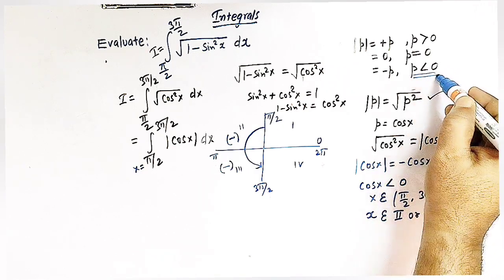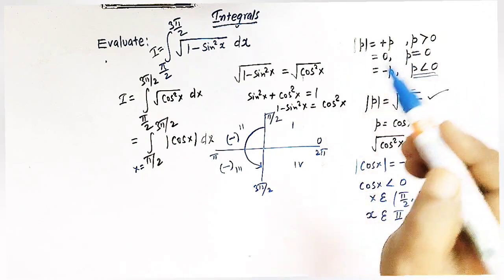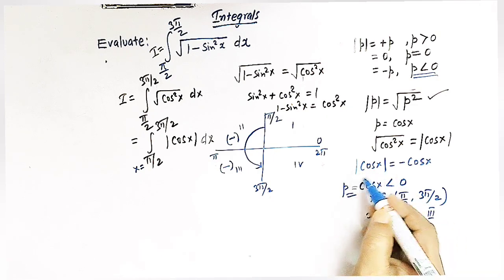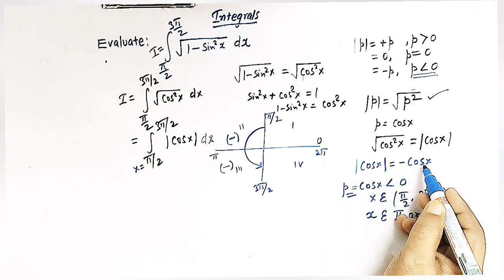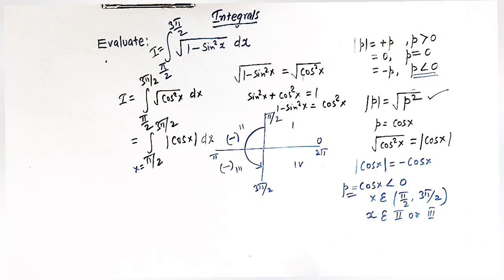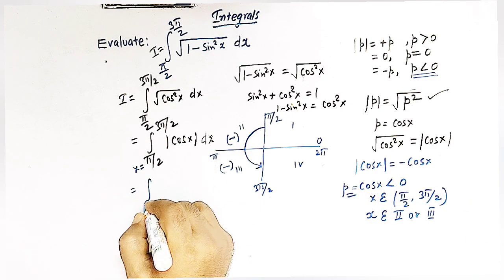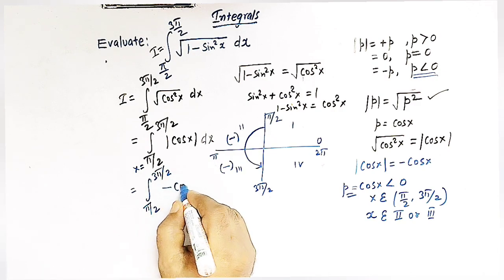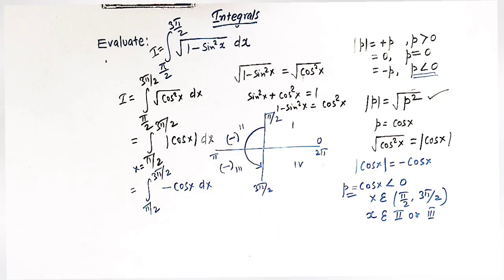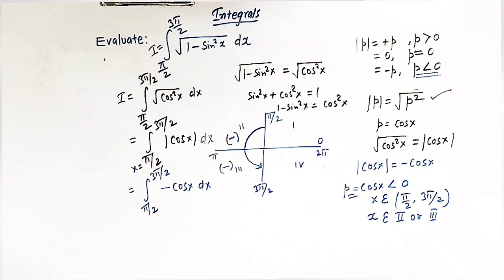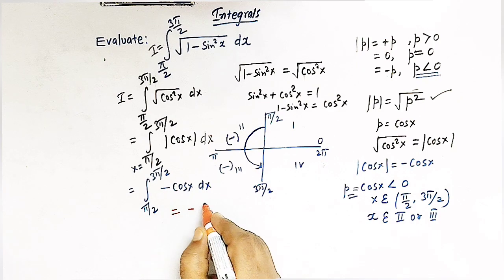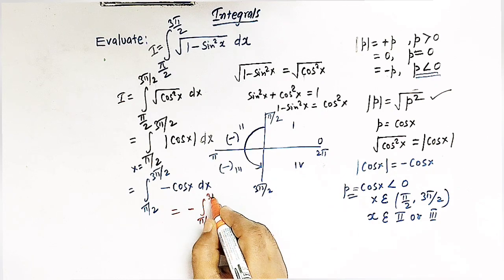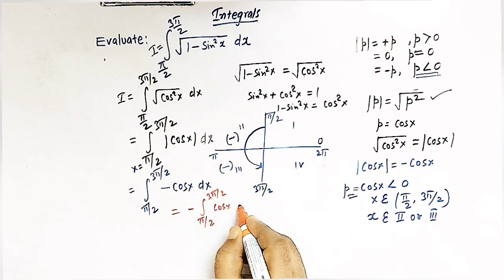So when we have p less than 0, then mod of p is negative of p. Here if we take cosine x as p, then mod of p is equal to negative of p, because p is less than 0. So now we can write the integral from pi by 2 to 3 pi by 2 of minus cos x dx. Now we can easily solve this integral. We can take the negative sign outside the integral sign, and we have the integral from pi by 2 to 3 pi by 2 of cos x dx.